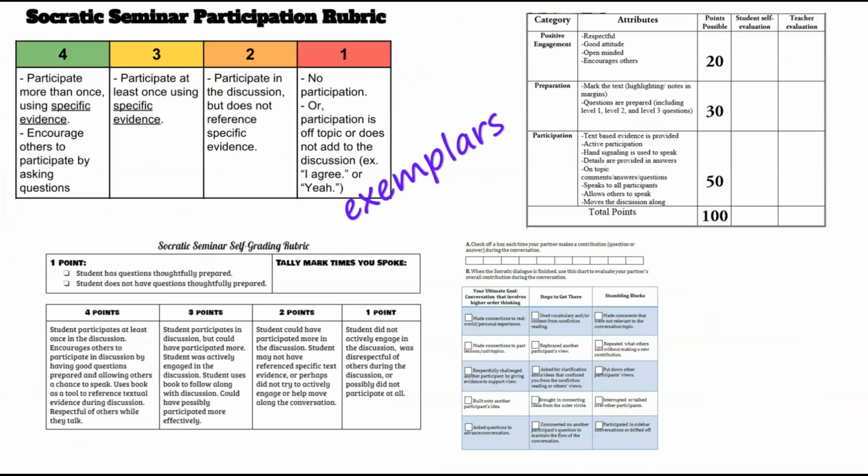Here are some rubric examples in terms of participation, participation rubric, self-grading rubrics. Really, a rubric can save a lot of time and good for marking.